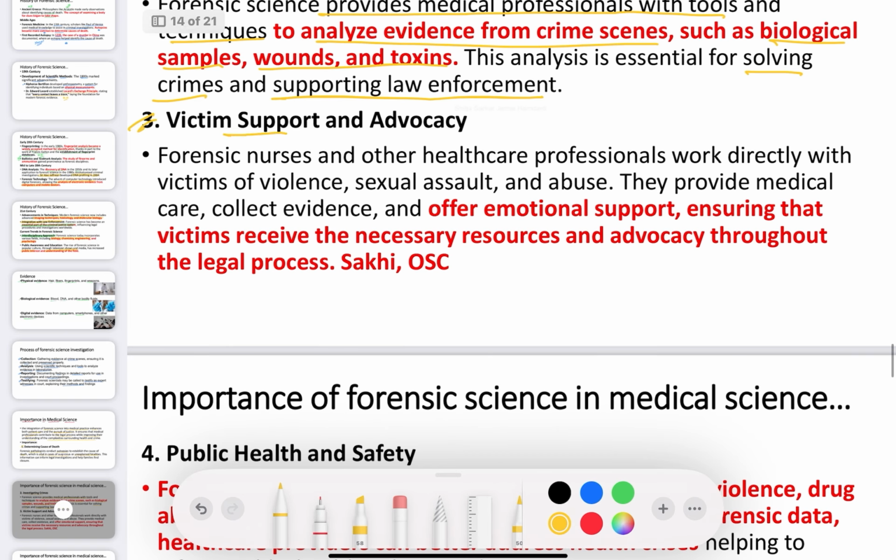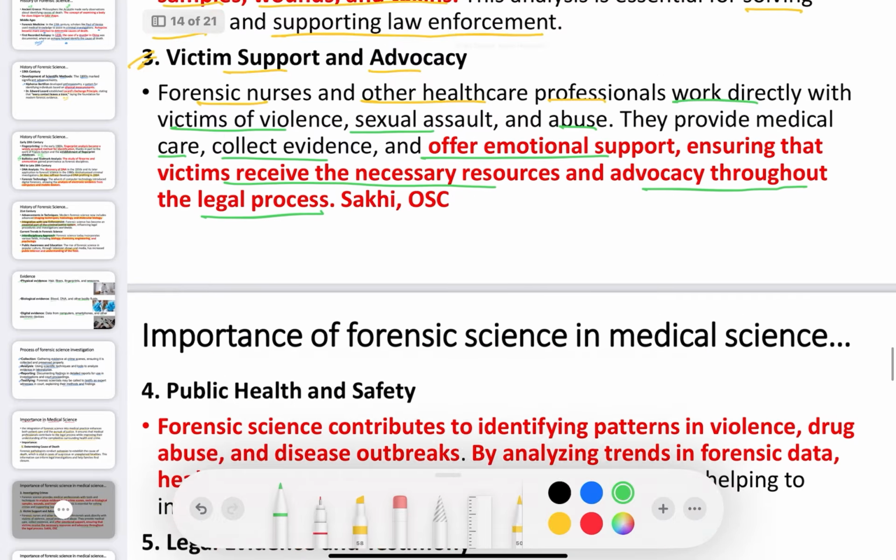Third one is victim support and advocacy. Forensic nurses and other healthcare professionals work directly with victims of violence, sexual assault, and abuse. They provide medical care, collect evidence, and offer emotional support, ensuring victims receive necessary resources and advocacy throughout the legal process.